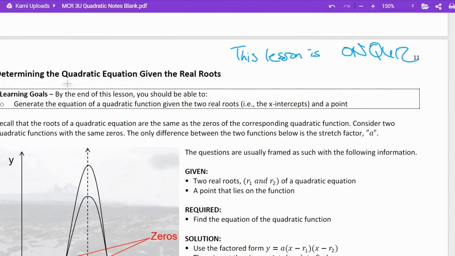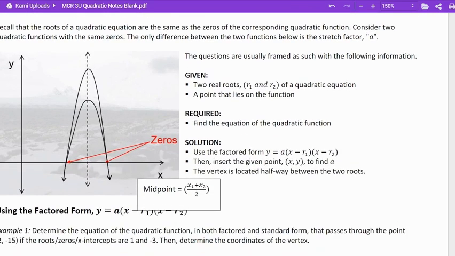So today we are finding quadratic equations given real roots. Okay? So I'm going to give you information and we're going to find the equation. We're going to use some algebra to do it. All right. So the question is usually framed this way. Recall, the roots of a quadratic equation are the same as the zeros corresponding to the quadratic function. So if you're given roots, it's as if they are the same as zeros for a quadratic function.